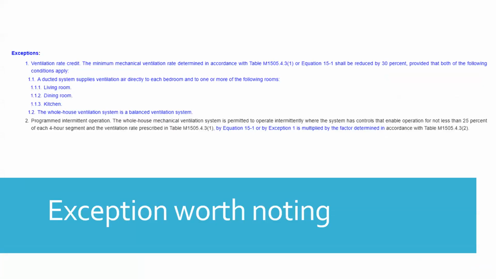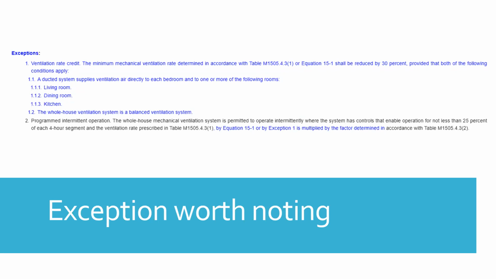But not all systems allow you to do that. There are exceptions worth noting here. One is called the ventilation rate credit. With that credit, the minimum mechanical ventilation rate determined by the table we just saw, or the equation of ASHRAE 62.2, can be reduced by 30%, provided that both of the following conditions apply.